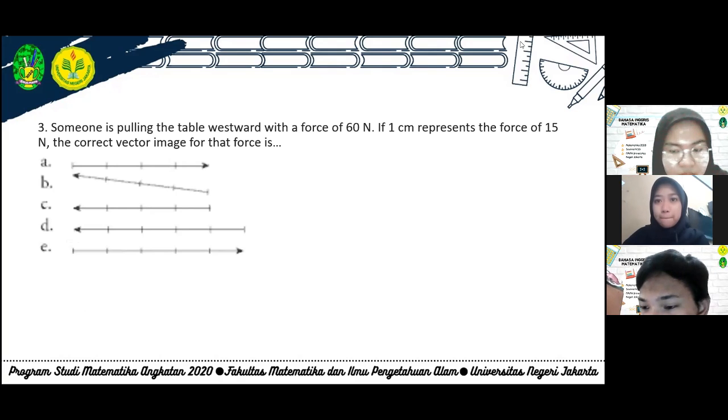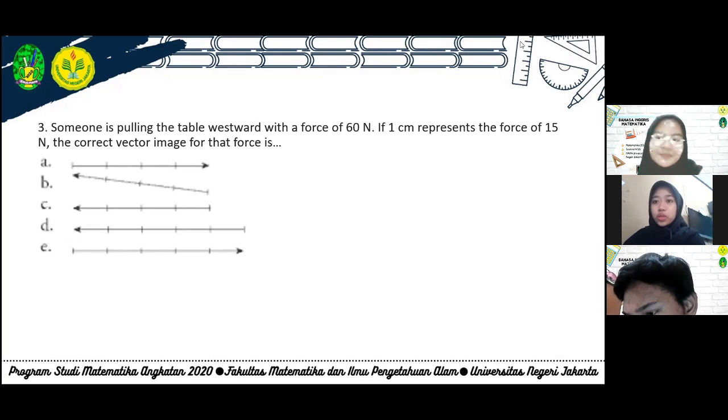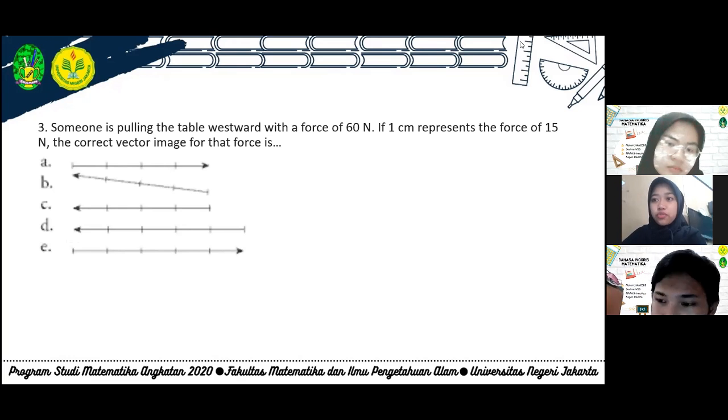Okay, next. Number 3: someone is pulling the table westward with a force of 60 Newton. If 1 centimeter represents the force of 50 Newton, the correct vector image for that force is. Anyone want to answer?